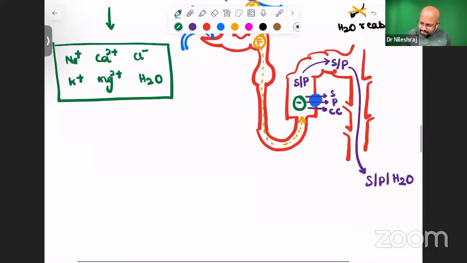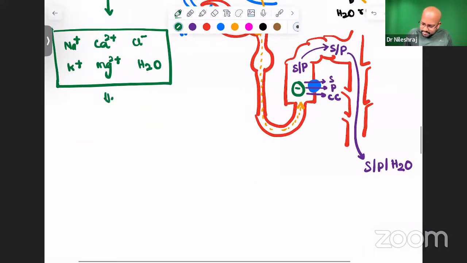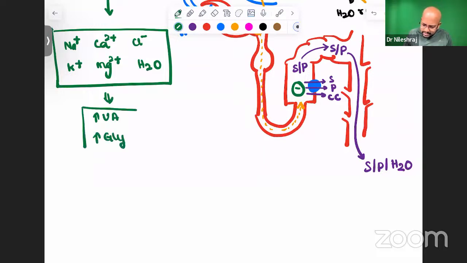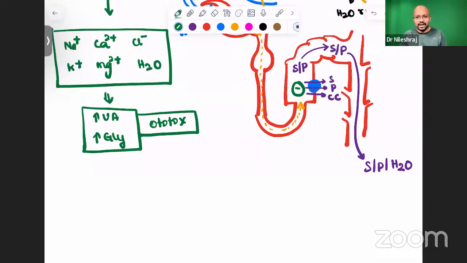Beautiful concept. Now, apart from that, it also produces hyperuricemia, hyperglycemia, and it is associated with ototoxicity when used for a longer duration and at very high doses. Ototoxicity also can be expected with these drugs. Good.